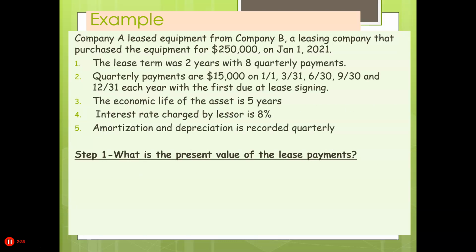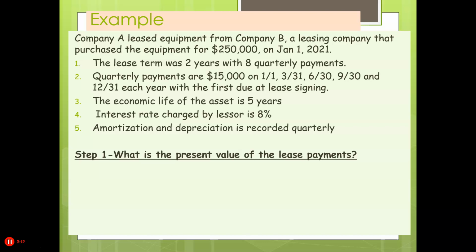Company A leased equipment from Company B, a leasing company that purchased the equipment for $250,000. The lease term was 2 years with 8 quarterly payments. Quarterly payments are $15,000 on the 1st of January, March, June, September, and December. The economic life of the asset is 5 years. The interest rate charged by the lessor is 8%, and amortization and depreciation is recorded quarterly.